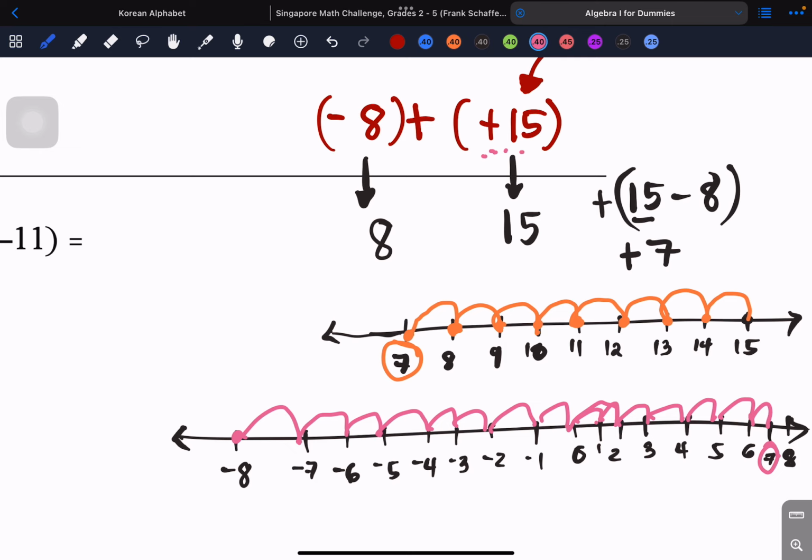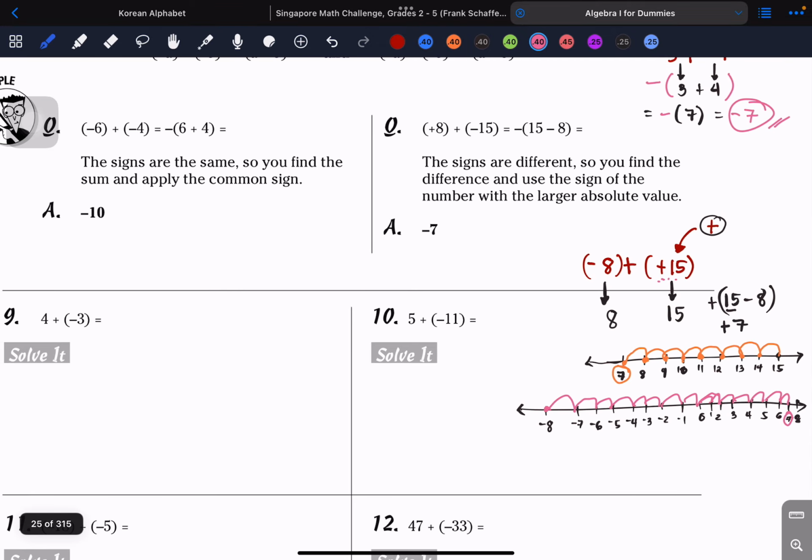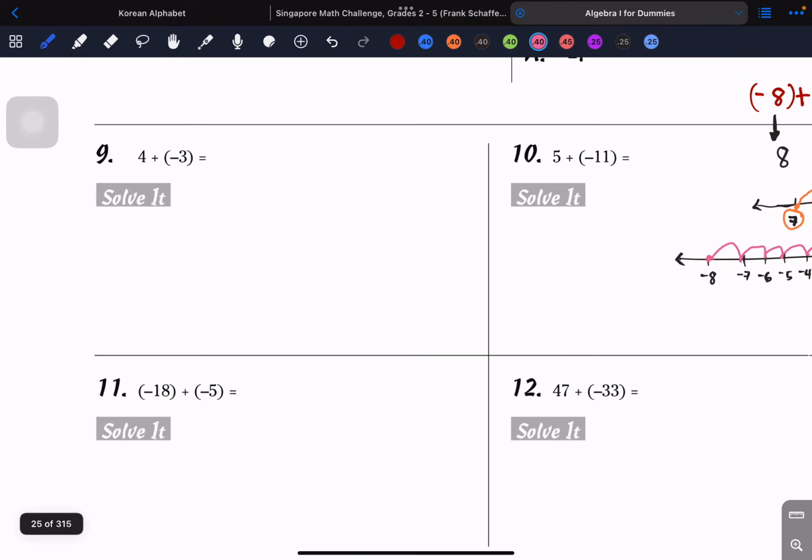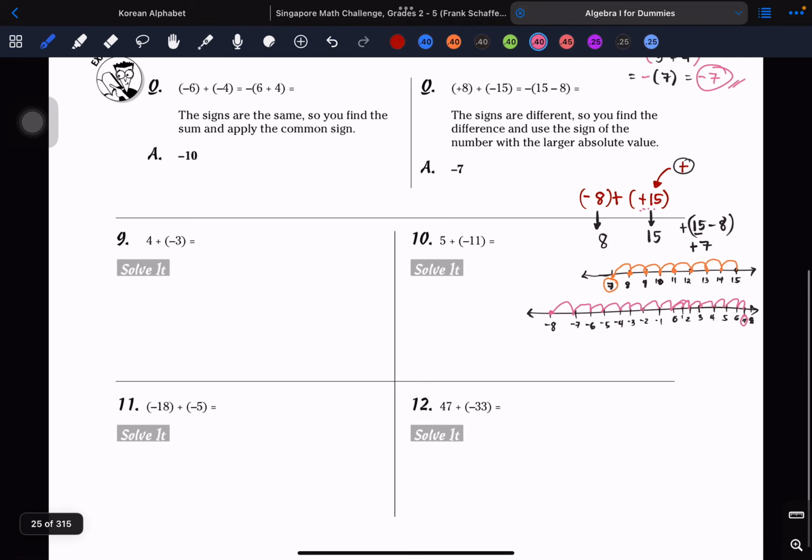O ngayon, naintindihan mo na. Kaya natin ina-apply yung absolute value, kasi pinag-uusapan lang naman natin dito yung movement ng mga numbers sa number line. Okay. Sana malinaw yan. Let's try to solve some of the items here.